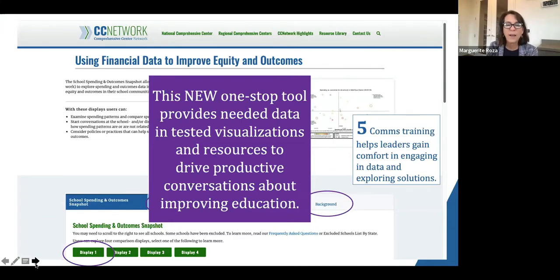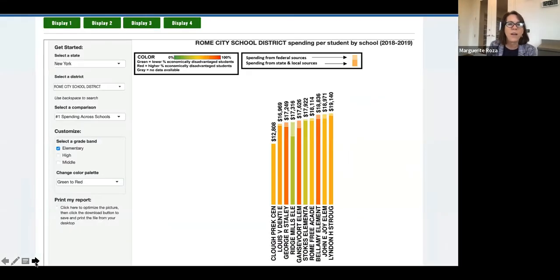So our hope is that with the data handy, the data can be used to drive productive conversations to improve education. So I'll just dive right into display number one. So you basically are over here. There's a state, you choose your state. It should pre-populate your districts.